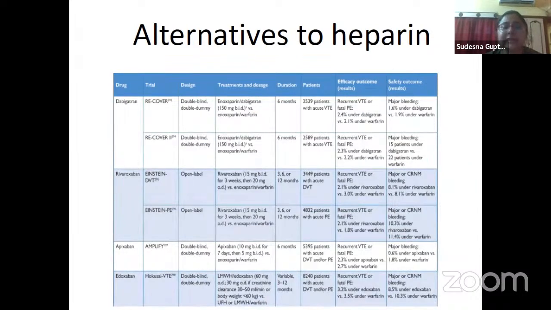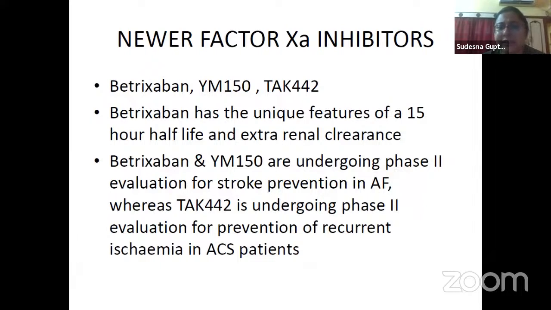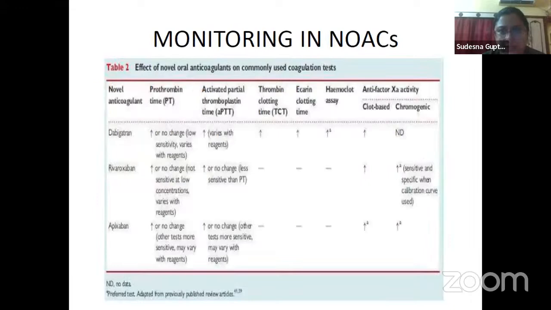As alternatives to heparin, these novel oral anticoagulants have undergone different trials like the RECOVER trial, Einstein trial, and Amplify trial, and all of them have shown excellent efficacy outcomes when used in recurrent VTE, in VTE, or in PE. Some of the newer factor 10 inhibitors are betrixaban, YM150, and TAK442. Betrixaban has unique features of a 15-hour half-life and extra-renal clearance. These are undergoing phase 3 evaluation, and TAK442 is undergoing phase 3 evaluation for ACS patients as well.